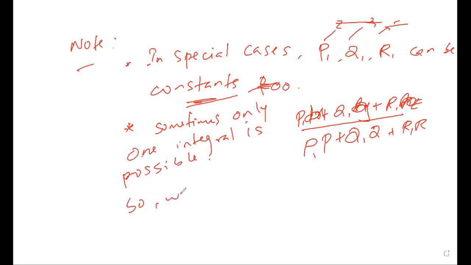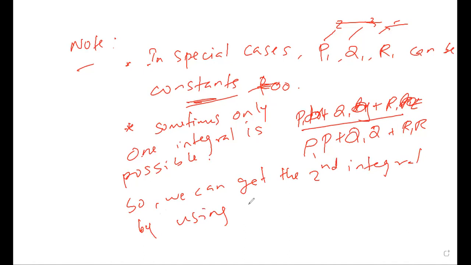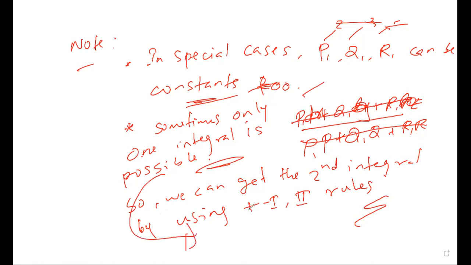So we can get the second integral by using type 1, 2 rules, okay? We can see if that situation comes. So in some special cases the multipliers may be constants too, and also sometimes only one integral is possible. So we can use our earlier techniques to get the second integral. So let's do one question and we can finish our lecture today.